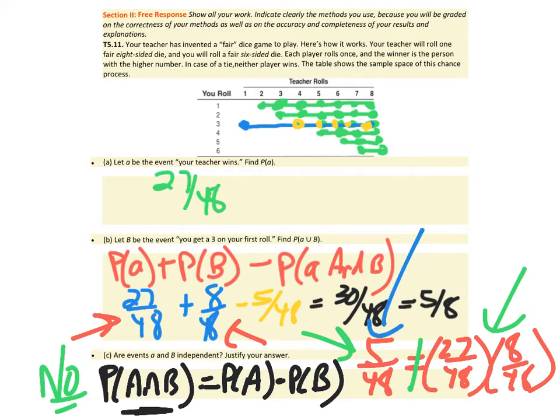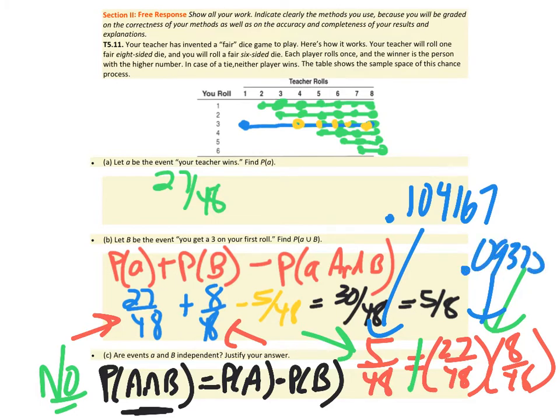This one, for example, is the decimal 0.0104167. This, you're going to get something close, it's 0.09375. So if this was on an AP exam, I would actually compute these two sides and show that these do not equal, therefore they are not considered independent.